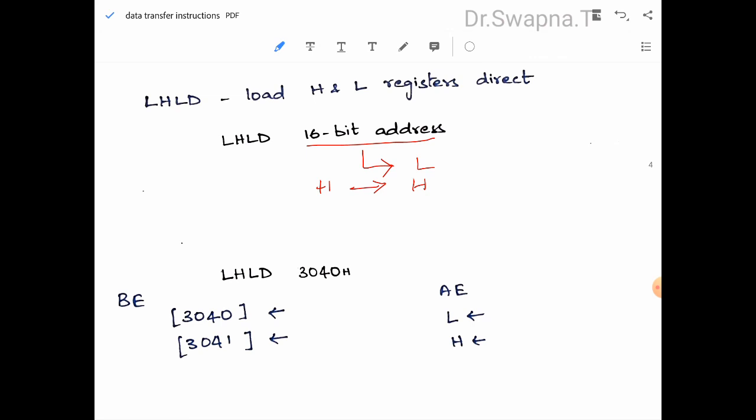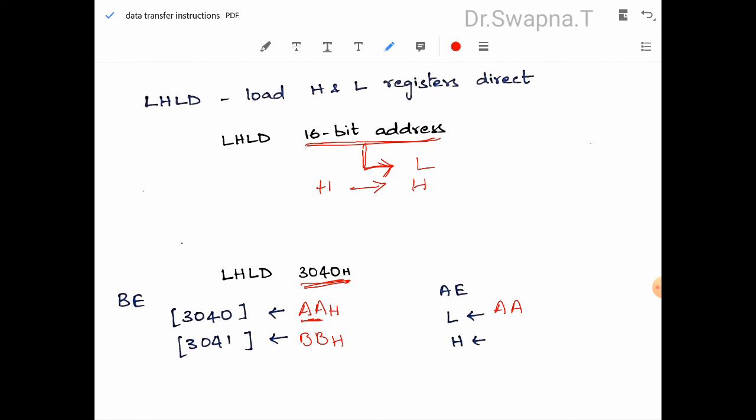LHLD 3040. So before execution, assume that in the memory location 3040 we have some data AA, and in 3041 we have some data BBH. So after execution, as I told you, the content of the 16-bit address gets copied into the L register. So the content of the 16-bit address 3040, what is the content? AA will get copied into the L register.